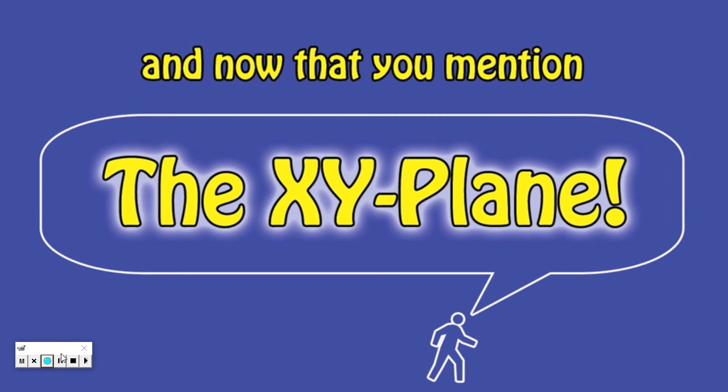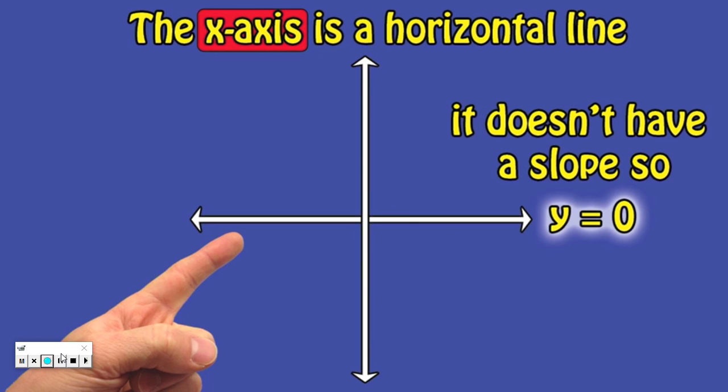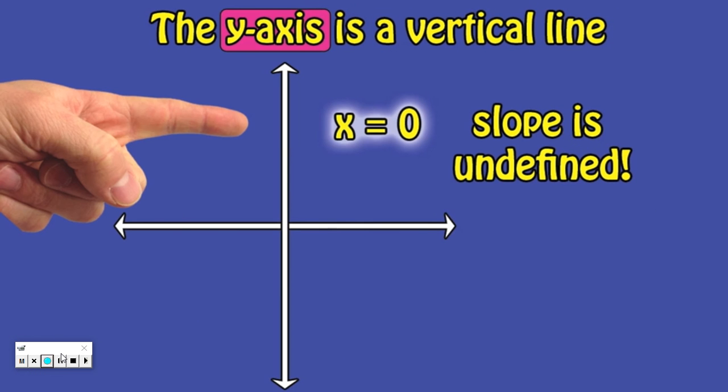And now that you mention the xy plane, the x-axis is a horizontal line. It doesn't have slope, so y equals 0. The y-axis is a vertical line. x equals 0, slope is undefined.